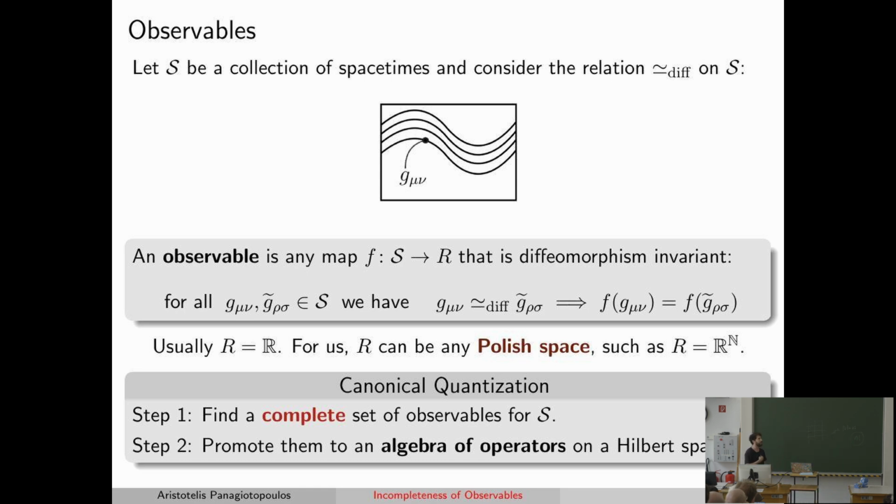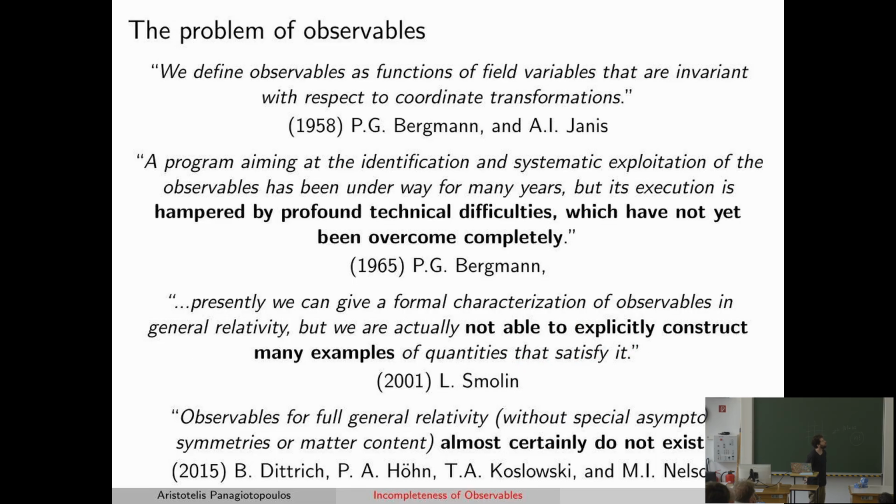And one of the reasons, in my understanding, that observables were considered was because of their use in quantization recipes, like canonical quantization. The way canonical quantization often operates is first you want to make a complete set of observables. Complete here means enough observables to be able to separate non-diffeomorphic spacetimes. Another way of saying that: an observable is complete if you can reverse this implication, so that two spacetimes are diffeomorphic if and only if they take the same values. In canonical quantization, you collect a complete set of observables and then try to promote them to an algebra of operators on a Hilbert space. So we call it the problem of observables.